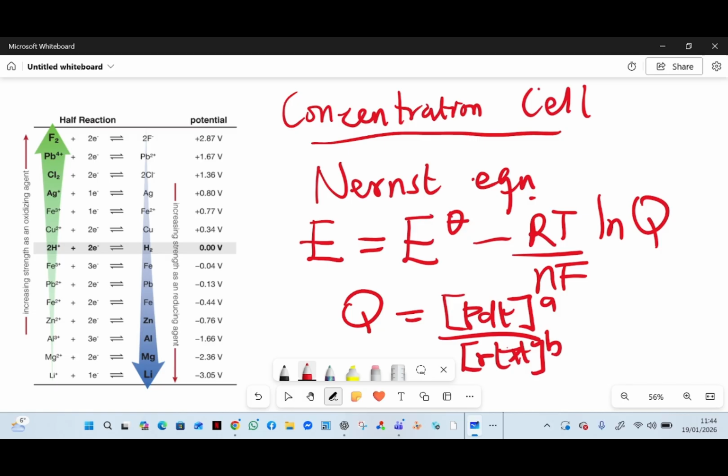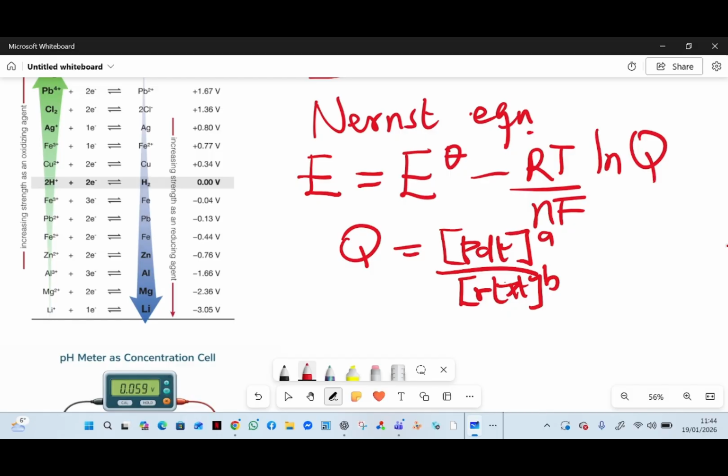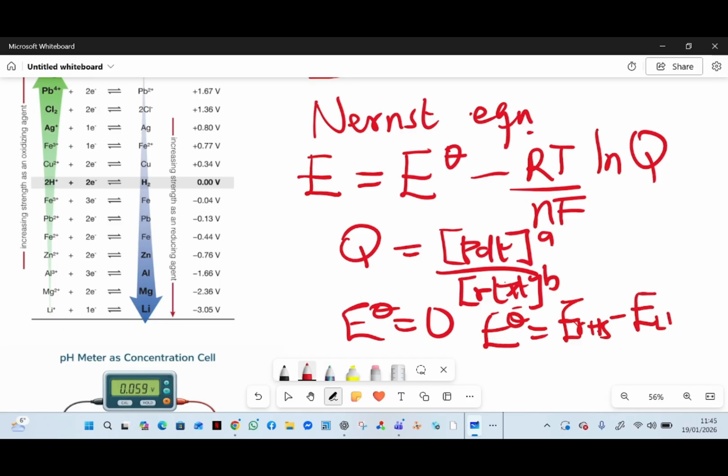In the concentration cell, E naught is going to be 0. E naught is 0 because we are going to use the same electrode as both the cathode and the anode. And so we know that E naught should be equal to the reduction potential at the right hand side minus the reduction potential at the left hand side. So both potentials will be the same.